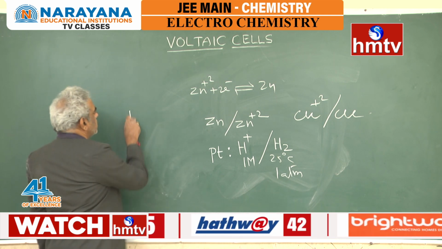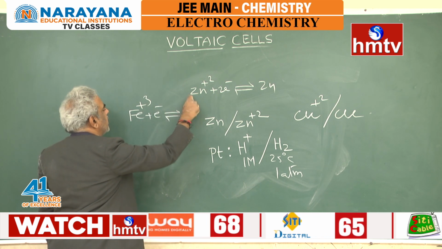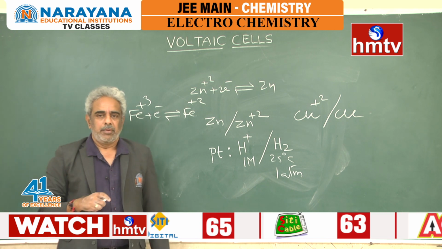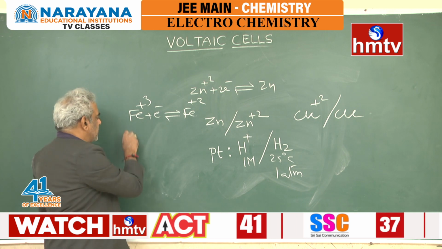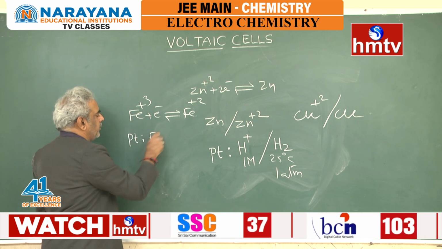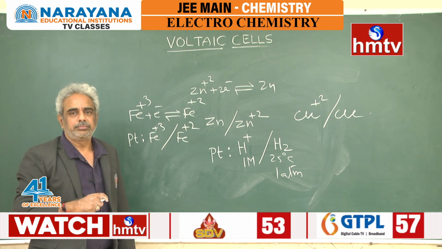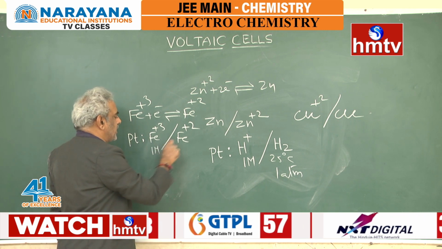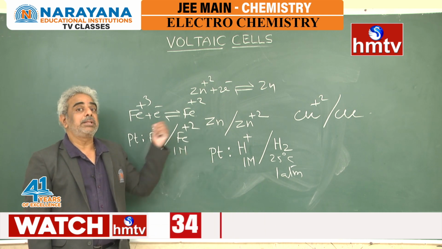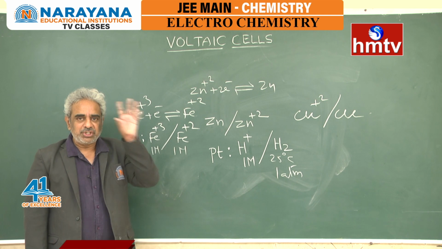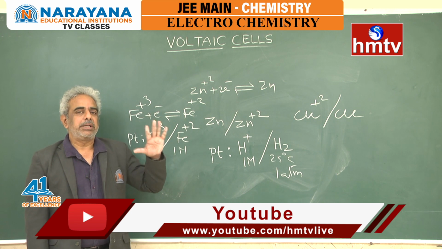Suppose the ferrous ion, ferric ion electrode is there. Ferric ions are undergoing reduction to give ferrous ions. Both are ions. When two ions are in equilibrium, how to show it as an electrode? Platinum, double dot, ferric/ferrous. And you must mention their concentrations, 1 M, 1 M. If both are 1 M concentration, then the potential is called standard reduction potential at 25 degrees and 1 atmosphere.